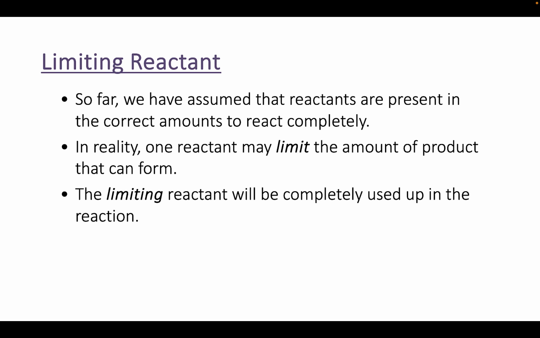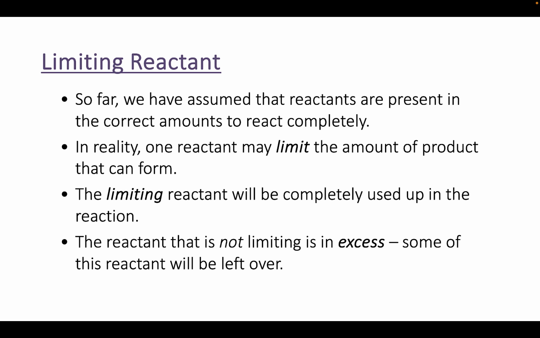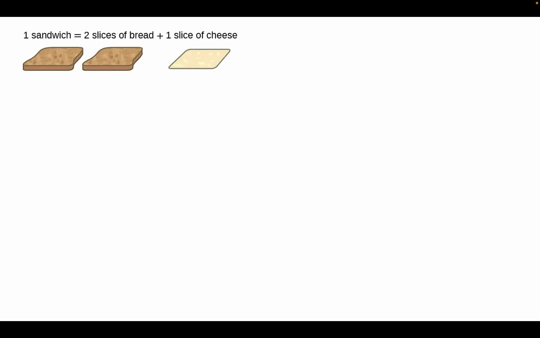So basically, one is going to be completely used up, and that is the one that is going to determine how much we make, right? Whatever we run out of first determines our total amount of products. The other one is going to be present in excess, and that means some of it is going to be left over. So a great example of limiting reactant is, let's consider that we're making sandwiches, right?